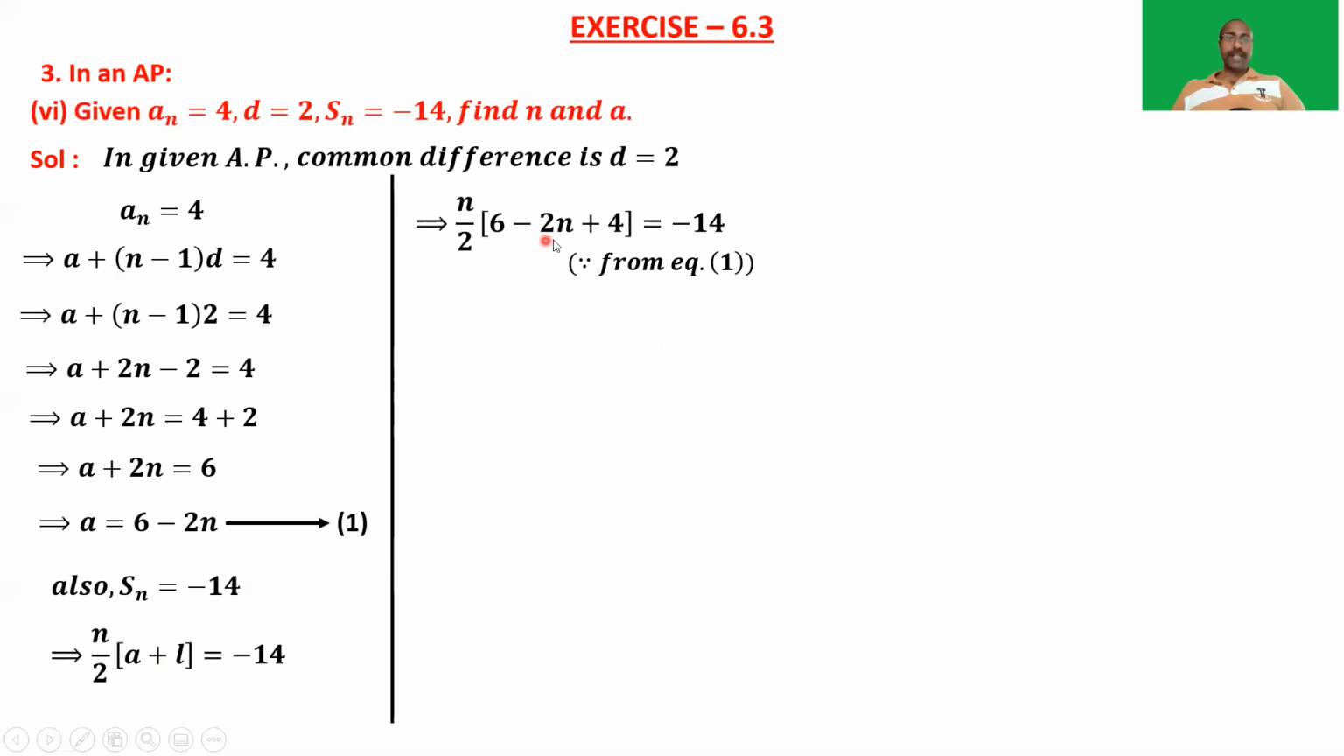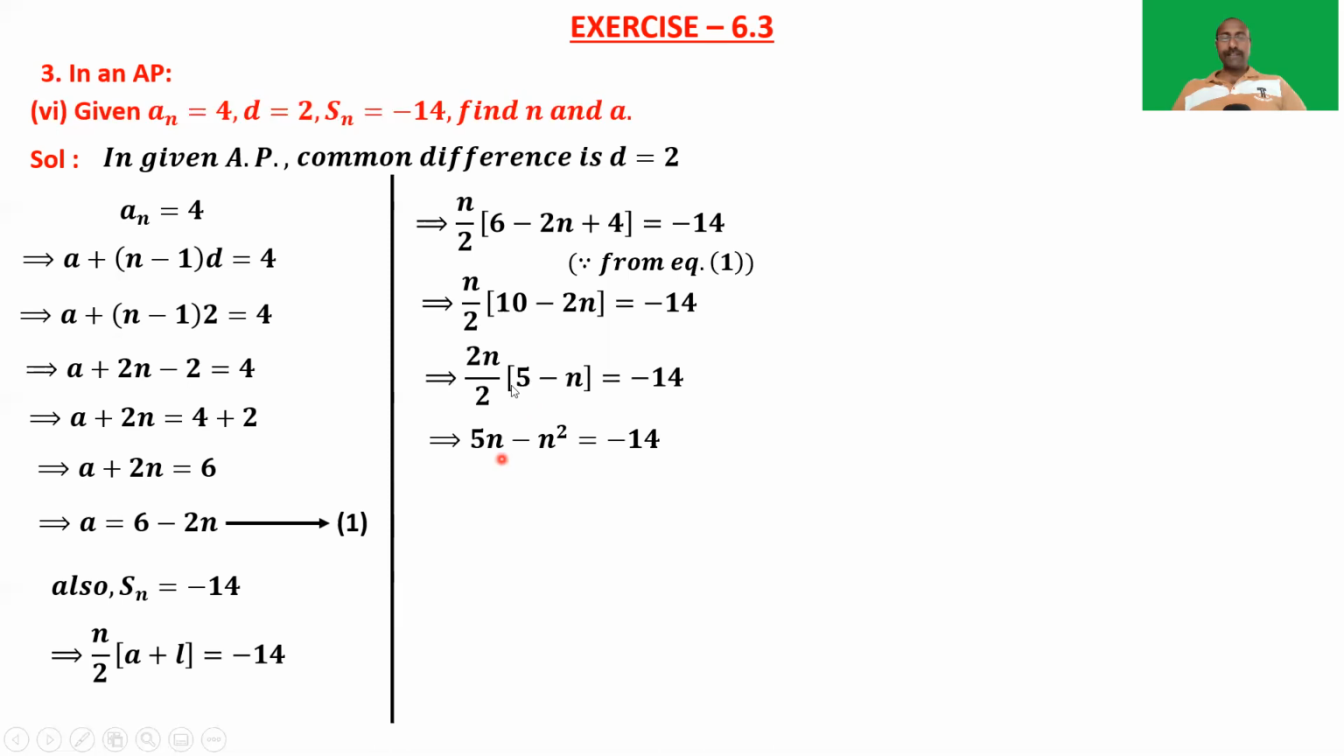So n by 2 into 6 minus 2n plus 4 is equal to minus 14. That is equal to n by 2 into 6 plus 4 is 10 minus 2n is equal to minus 14. By taking 2 common, 2n into 5 minus n by 2 equal to minus 14. And by cancelling 2 in both numerator and denominator, we remain with n into 5 minus n equal to minus 14. And n into 5 is 5n plus n into minus n is minus n square is equal to minus 14. And it can be written as n square minus 5n minus 14 is equal to 0, which is the quadratic equation in the variable n.